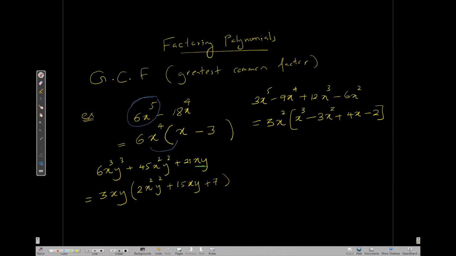greatest common factor. Now the next technique we are going to talk about is using some factoring formulas. Now this is really important. Factoring formulas, or formulae. I'm going to give you three formulas. Now, let's talk about this.